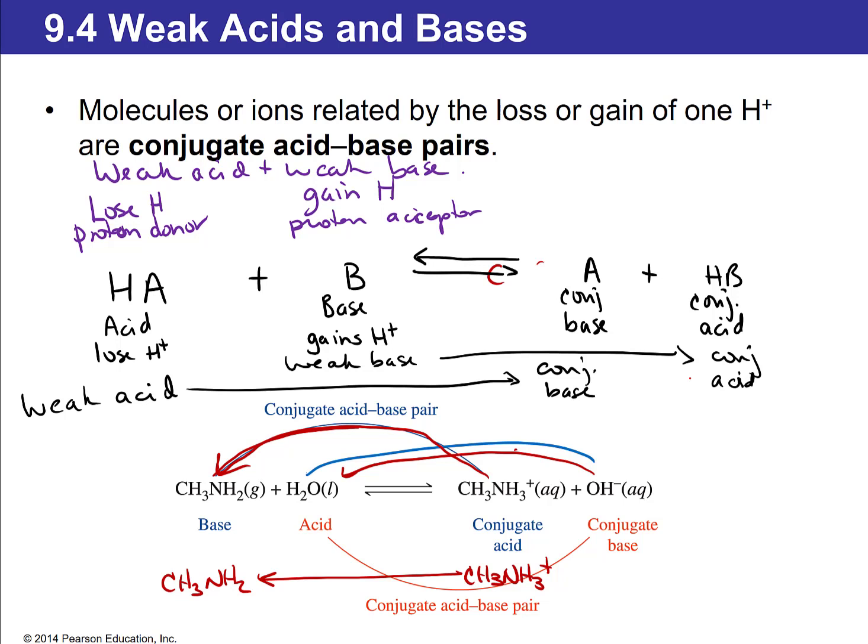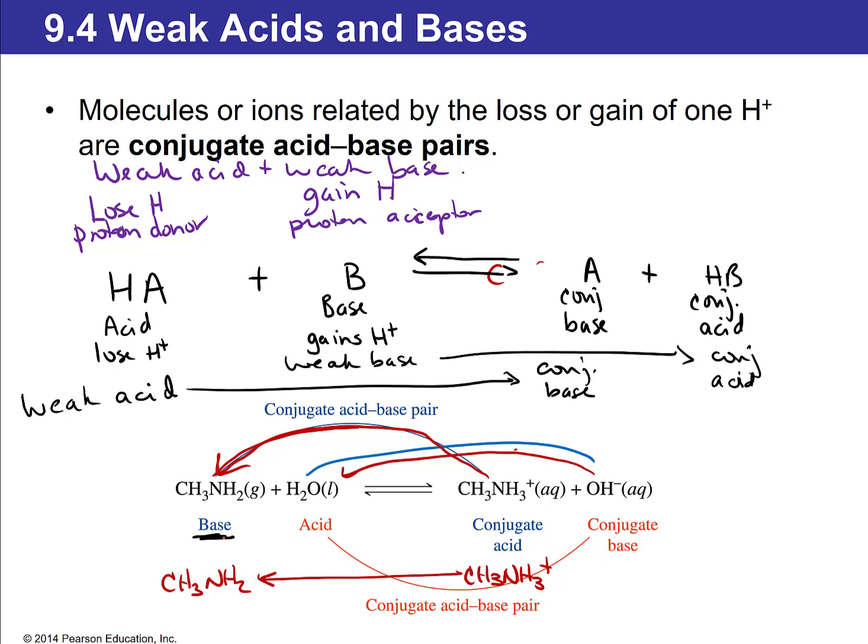So you can see this in this bottom one. If you look at CH3NH2, go over to the opposite side to compare what happens to it. It becomes CH3NH3+. So it gained the hydrogen going in that forward direction. Adding or gaining the hydrogen is characteristic of the base. That is why it's the base.